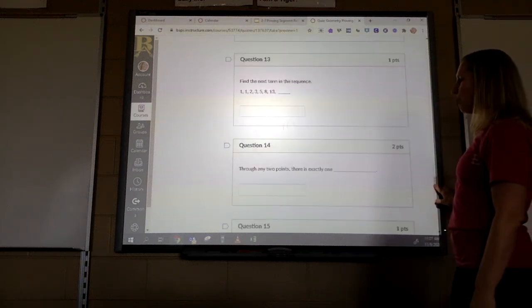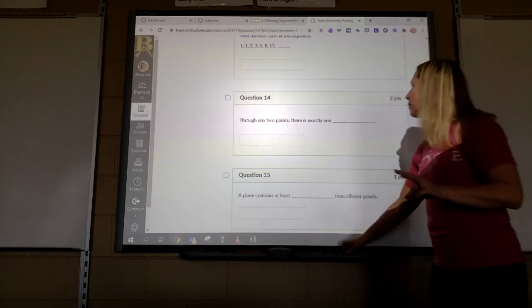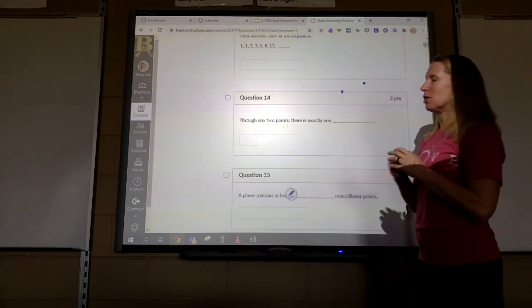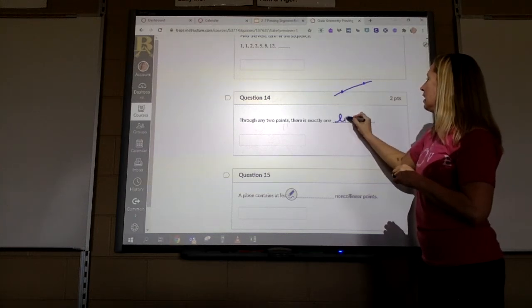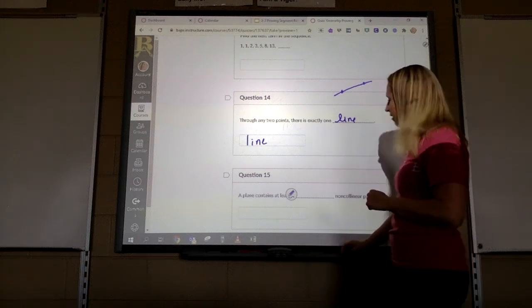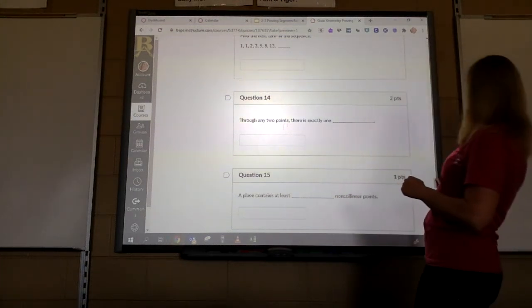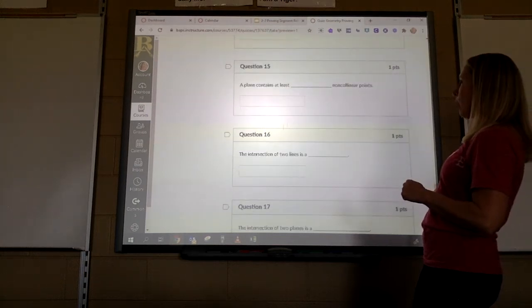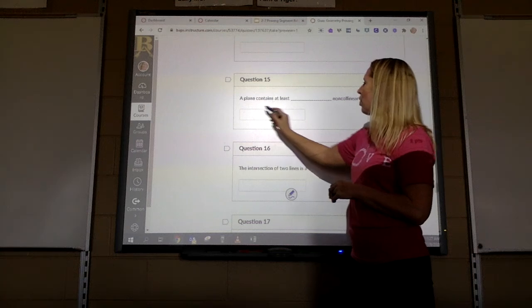Through any 2 points, there is exactly one what? Line. So L-I-N-E. Spell it correctly. And then a plane contains at least how many non-collinear points? Do you remember? 3.